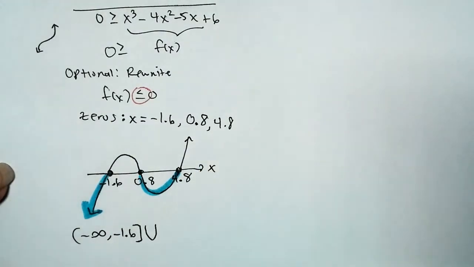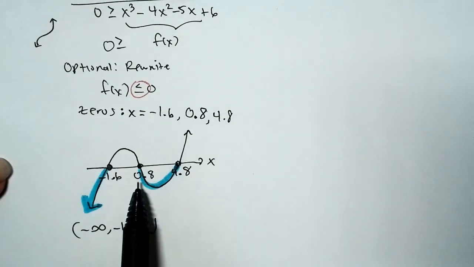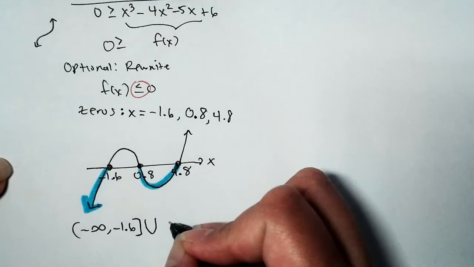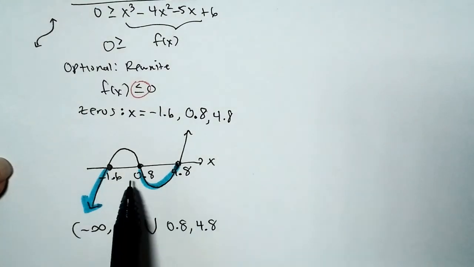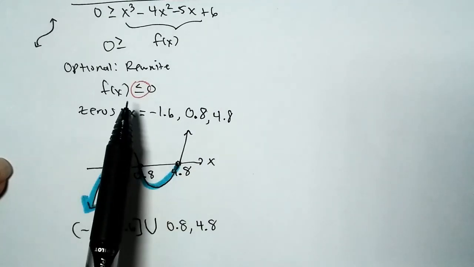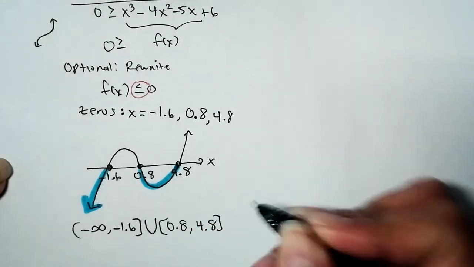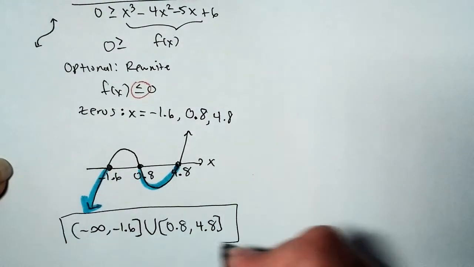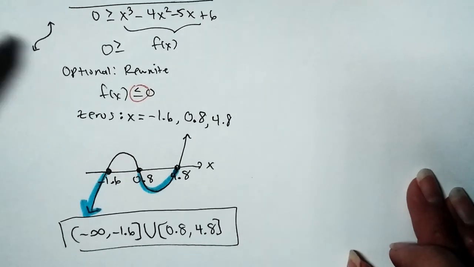Cool. So second piece, it's going to be the interval from 0.8 to 4.8, where both endpoints are included. Why? Because we graphed them. Or again, if you need to double check, go ahead, look at the inequality. Cool, fantastic guys. So let's go ahead, do another one that is really pretty similar to highlight the difference.